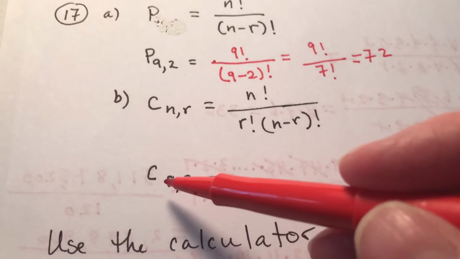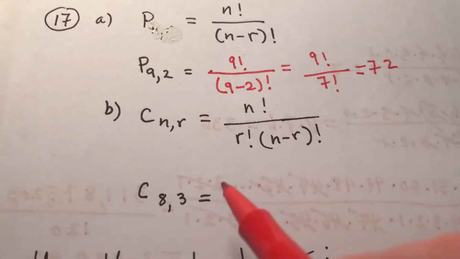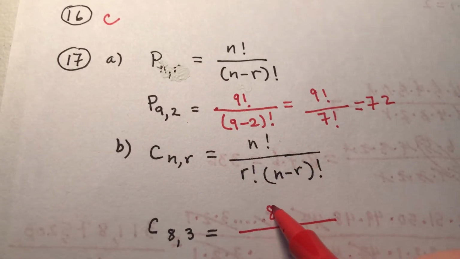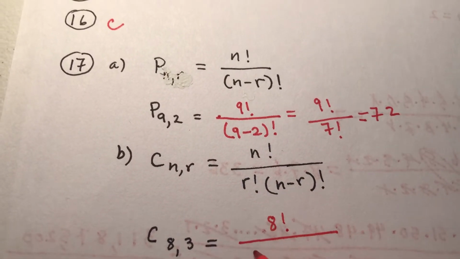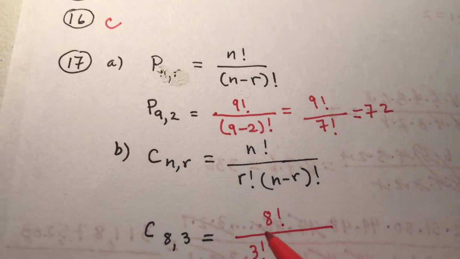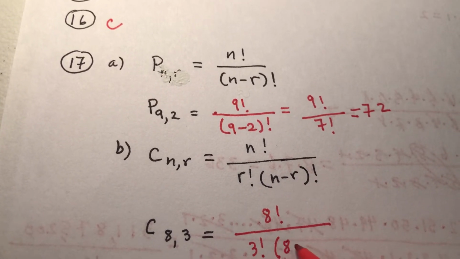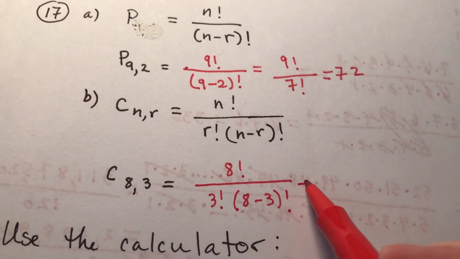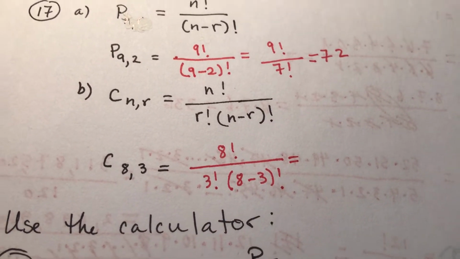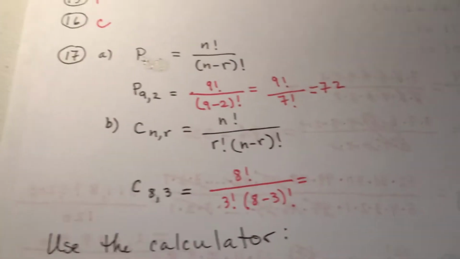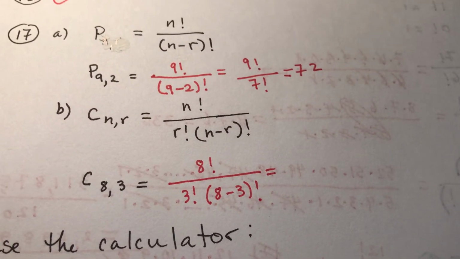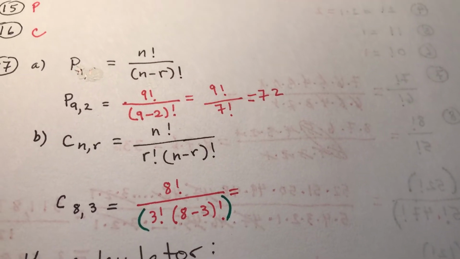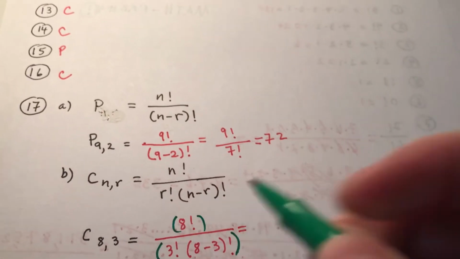So if I'm looking at a combination of 8 objects, chosen 3 at a time, my n is the first number, so that's going to be 8 factorial, and this is a 3, so it's 3 factorial here. And then I'm just going to take n minus r, 8 minus 3 factorial. If I put that in my calculator, remember, we're going to have to use parentheses, especially in the denominator. Might as well do it in the numerator.